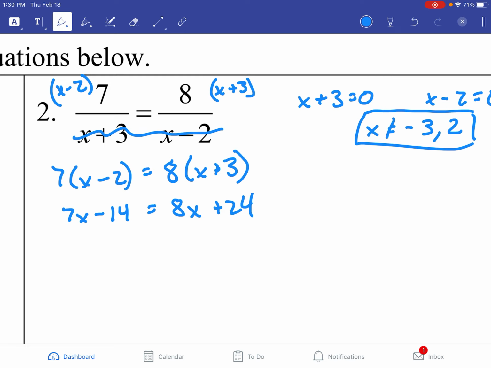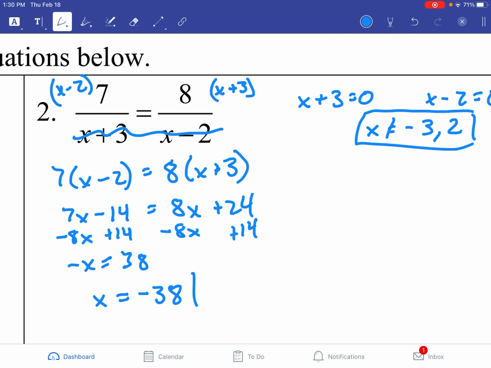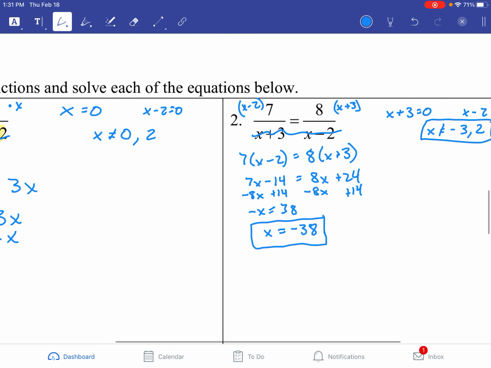Now we have to combine like terms that we can, so I'm going to subtract 8x and add 14, which gives me negative x, which is equal to 38. Divide by negative 1, and x will equal negative 38. Obviously, negative 3 and positive 2 are not negative 38, so this one works just the way it is. All right. That's number 2. Let's try number 3.